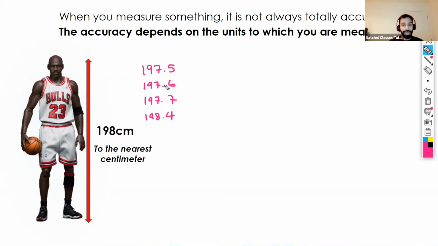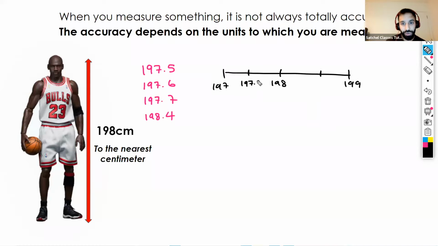And if we were to think about the degree of accuracy, this is where error intervals and bounds would come in. So in the case of Michael Jordan, if we were to draw a little scale here, let's say to the nearest centimeter, he's 198 centimeters, 1 centimeter down is 197, 1 centimeter up is 199. So the range of heights which Michael Jordan would be to the nearest centimeter would be 197.5 all the way up to, but not including, 198.5. And this is how we would write the error interval.